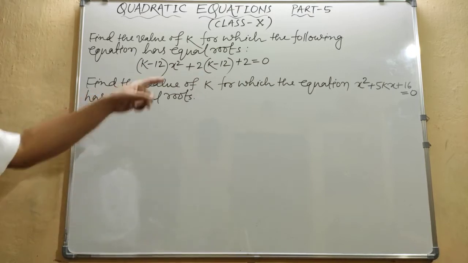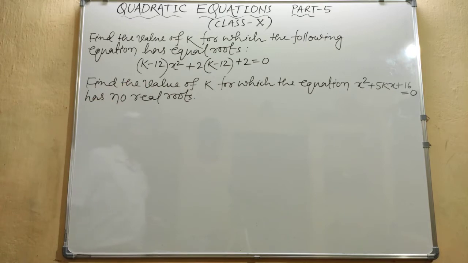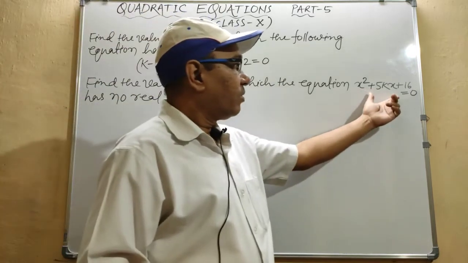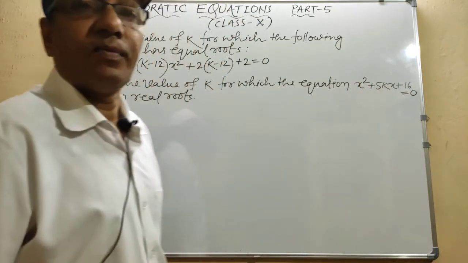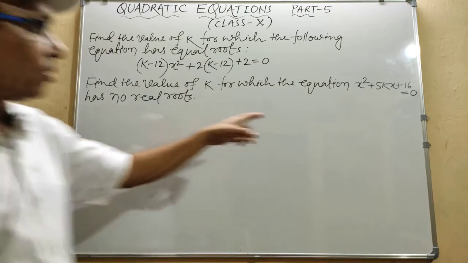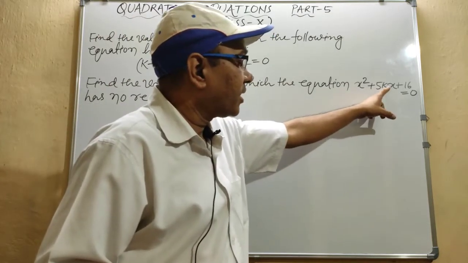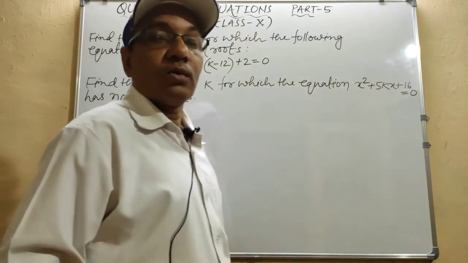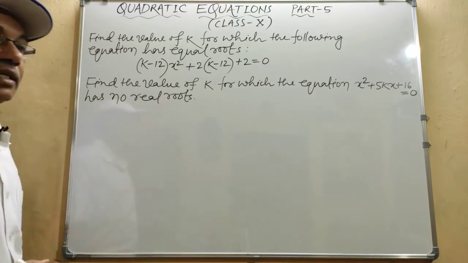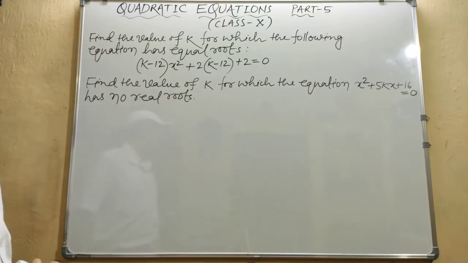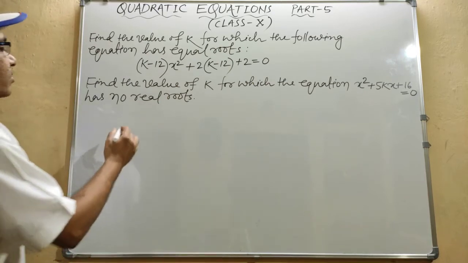Second question: find the value of k for which the equation x square plus 5kx plus 16 has no real roots. This equation will have no real roots, which means both the roots are imaginary. Then what will this k be? ये k कितना होना चाहिए ताकि इसका दोनों रूट्स, क्वाड्रेटिक इक्वेशन का दो ही रूट्स होता है, वो दोनों रूट्स रियल नहीं होंगे. रियल नहीं होगा मतलब इमेजिनरी होगा. तो उसके लिए k का वैल्यू आपको निकालना है. थोड़ा सा हम डिस्कस कर लेते हैं उसको.